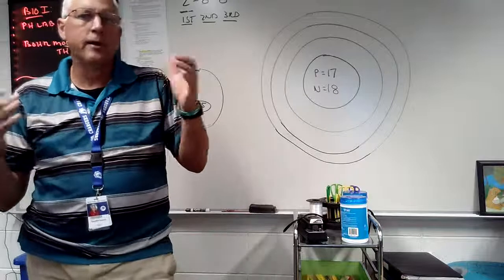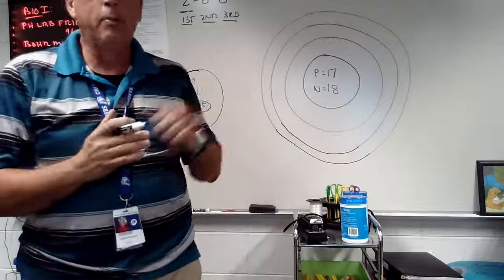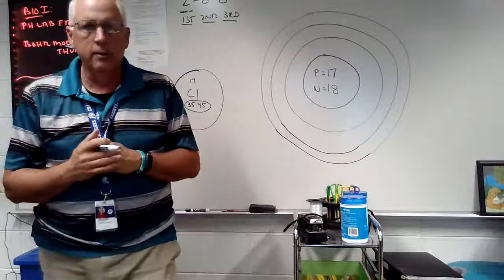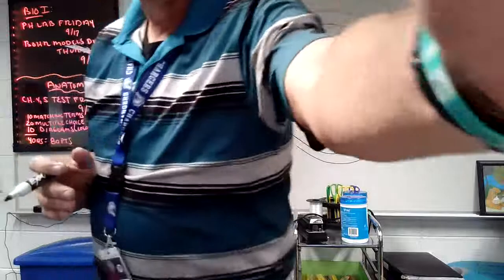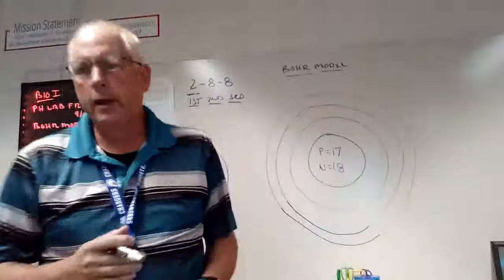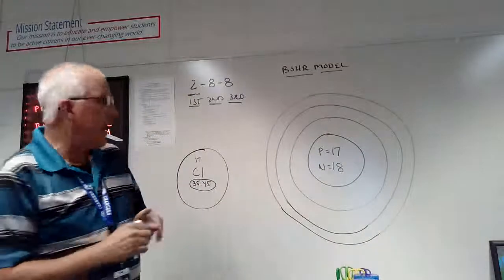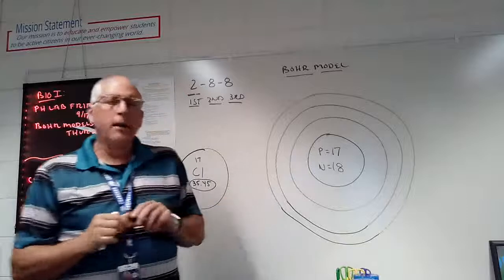Chemistry teachers might show you different ways of doing that. They might have you put pluses and zeros in there. But for biology, we're just going to keep it simple and put P equals what or N equals what. Okay, now, what I'm really looking for is, how many electrons do I have?